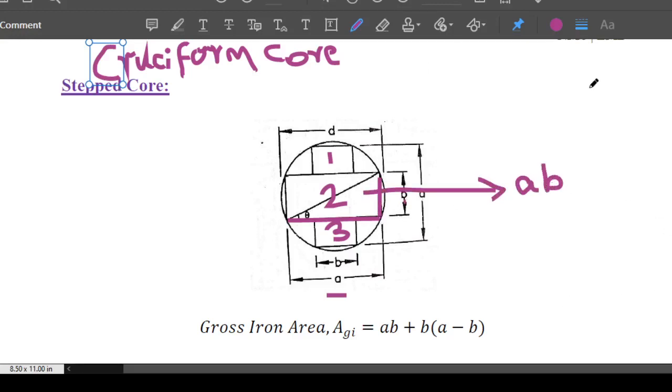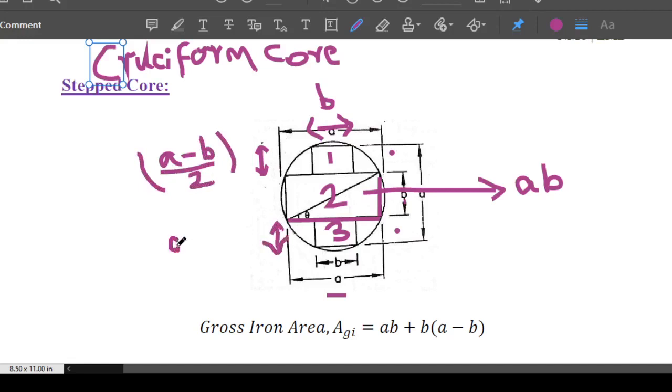Next, if we consider section 1, this length is B. So what about this length? This full length is A, and this is B. So it is A minus B, that will be these two portions, and each portion will be half. So this portion will be A minus B divided by 2. Similarly, this portion is also equivalent to A minus B divided by 2.